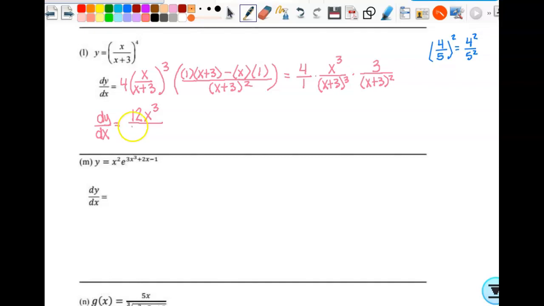X plus 3 to the what? To the 5th. Yes, because if I had y cubed times y squared, that becomes y to the 5th, right? So I have this cubed times this squared. These are the same. The bases are the same. So you add the exponents, and this is what you get right here. And that's your simplified answer.